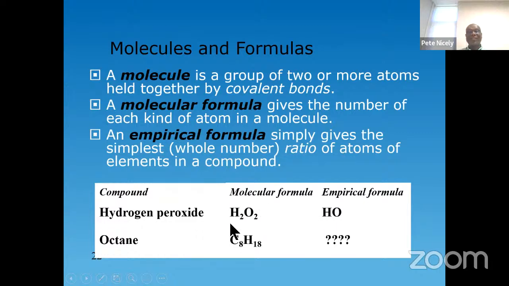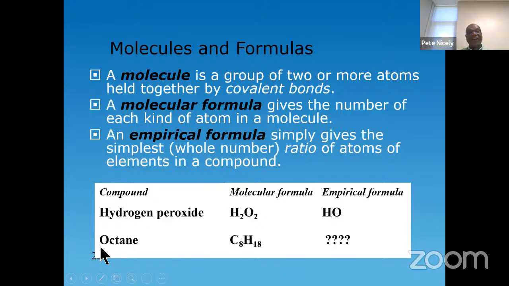So in the case of the molecular formula of hydrogen peroxide, what this tells you is that for every molecule of hydrogen peroxide, you have 2 atoms of hydrogen and 2 atoms of oxygen, all right? So therefore, that's a molecular formula. The empirical formula gives you the ratio of hydrogen to oxygen that is present in the compound, which of course would be 1 to 1, all right?